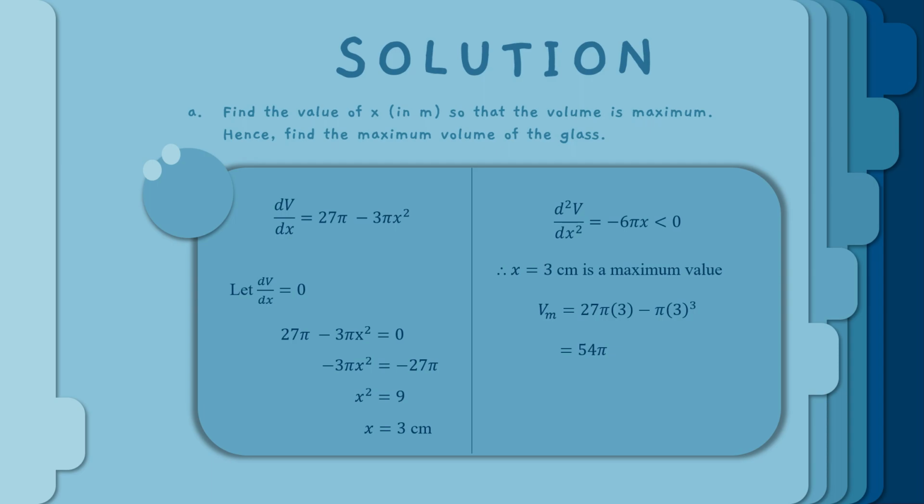Next, to find the maximum value of the glass, d squared V over dx squared equals negative 6 pi x, which is smaller than 0. So x equals 3 cm gives a maximum value. V equals 27 pi times 3 minus pi times 3 to the power of 3, and the answer is 54 pi.